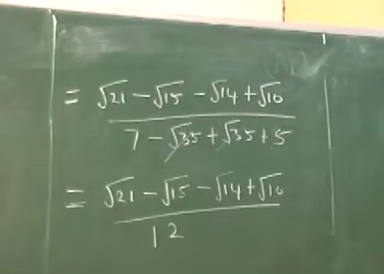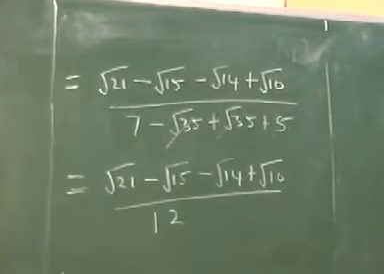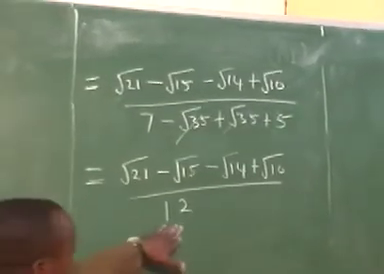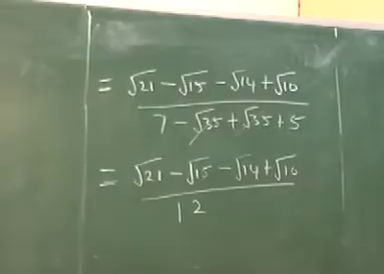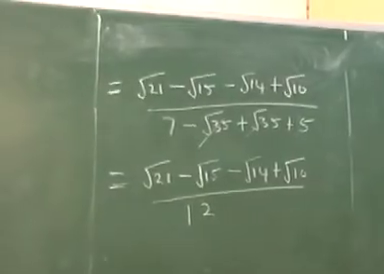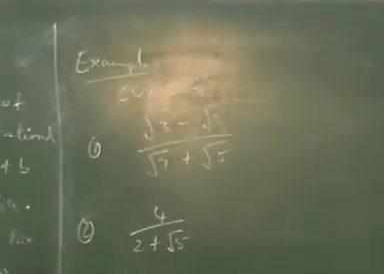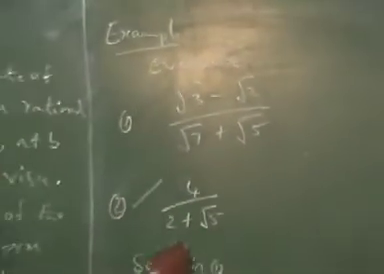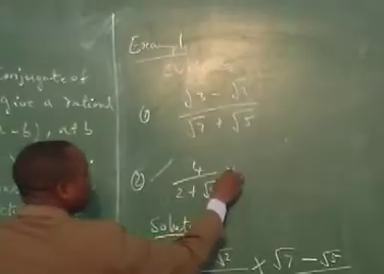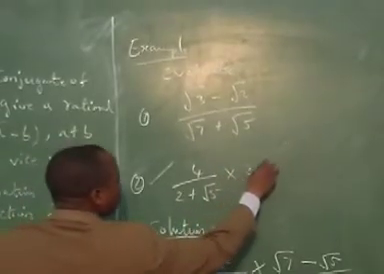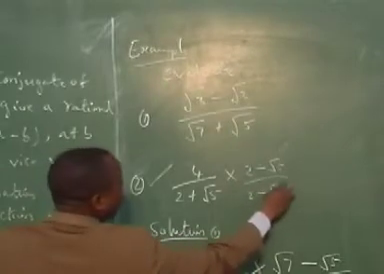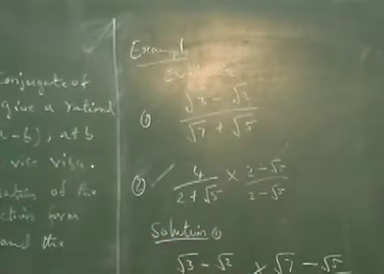As it is, you can see the operation, how we do it, using conjugates of each other, so that the denominator now becomes a real number. It's not in surdic form again. So that is how it is done. You can now try number 2 on your own. It's just by multiplying this by 2 minus root 5 all over 2 minus root 5. So you can continue here.